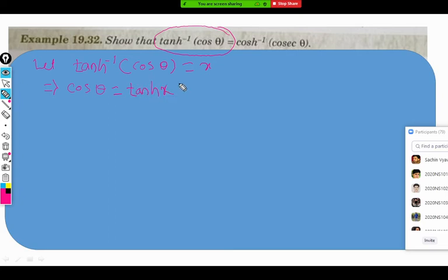Now can anyone tell me how we can move to cos h inverse of cosec theta? From this, how can we move to cos h inverse of cosec theta? Multiplying by iota, what will happen? Cos becomes cos hyperbolic theta. Okay, but tan becomes i tan x. Okay, it will not work that way. That is one of the ways.